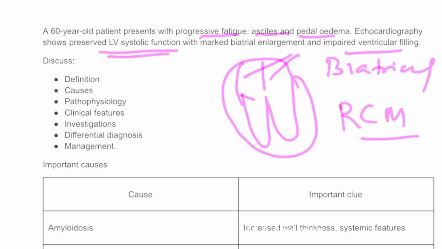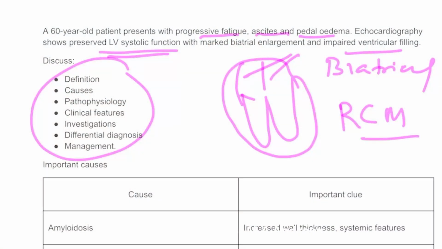So these are the usual questions you should remember. Restrictive cardiomyopathy is almost always due to a medical problem, another secondary condition. The most common conditions to remember are amyloidosis, sarcoidosis, hemochromatosis. In amyloidosis, there is increased wall thickness, and systemic features like carpal tunnel syndrome can occur. Hemochromatosis, the bronze diabetes: they develop diabetes mellitus, liver disease, and other features of iron overload.